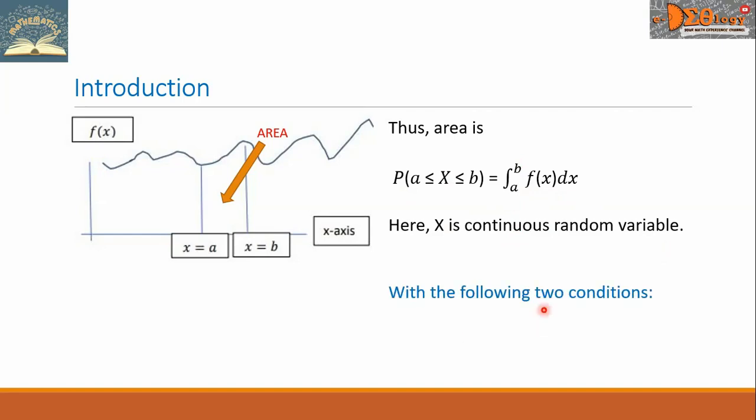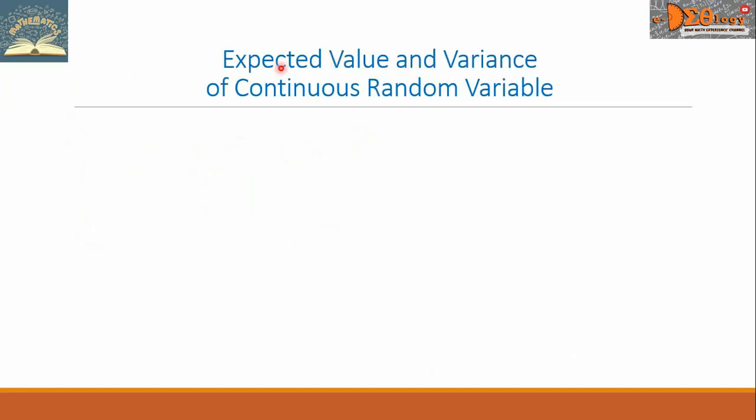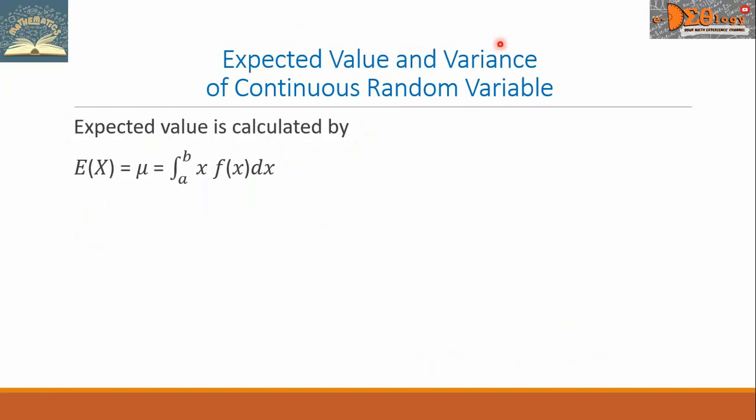And we see these two conditions. The first is f of x must be greater or equal to 0. Second condition, the definite integral from A to B of f of x dx equals 1. Now let us study expected value and variance. Let's begin with the expected value, and our symbol is still E of capital X.